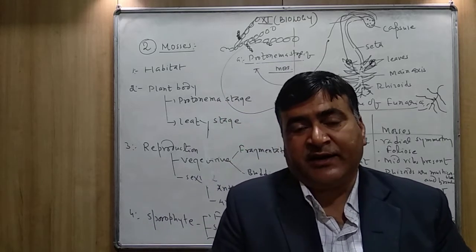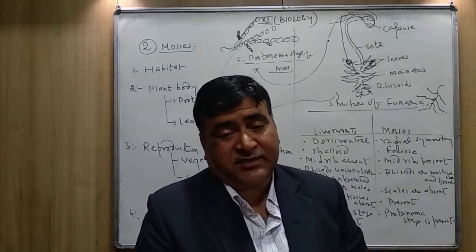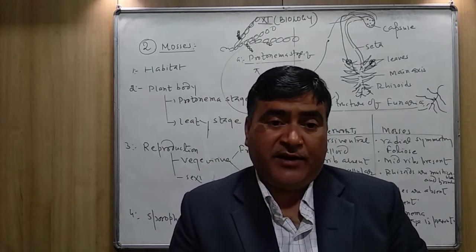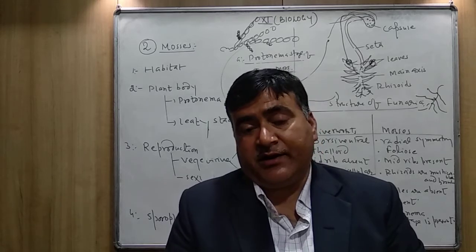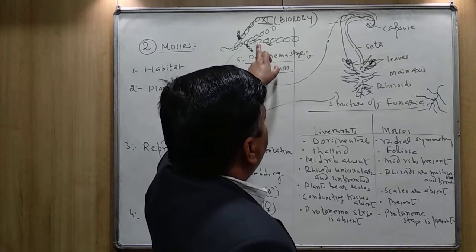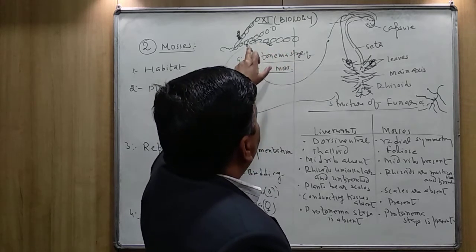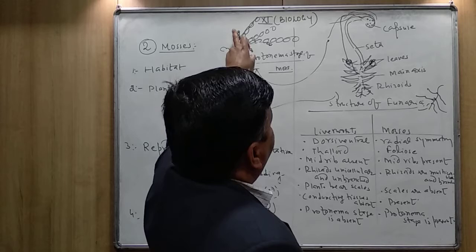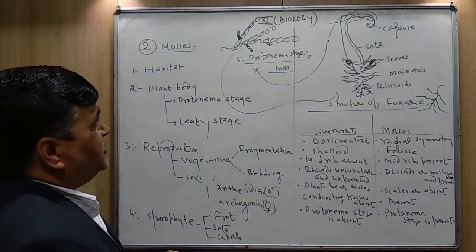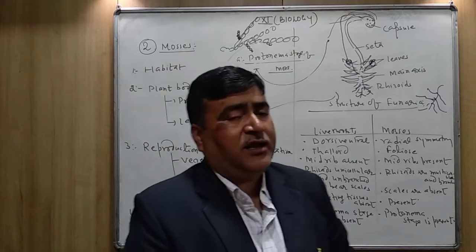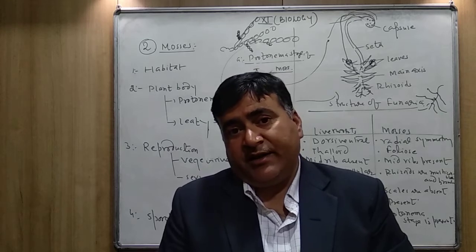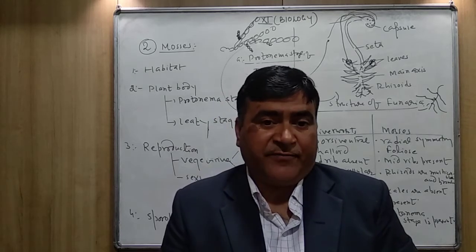But the spore here, in the case of moss, never directly produces the new leafy plant. First the spore forms the protonema stage. Again, the secondary protonema, or you can say the buds, produce the new leafy plant. So this is all about the life cycle of the moss plant, that is Funaria.